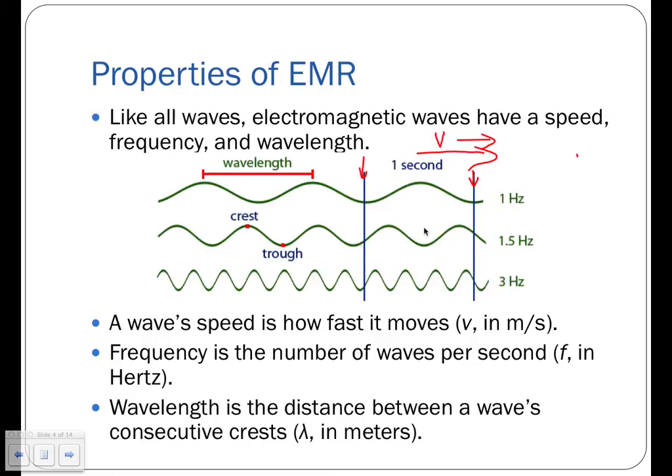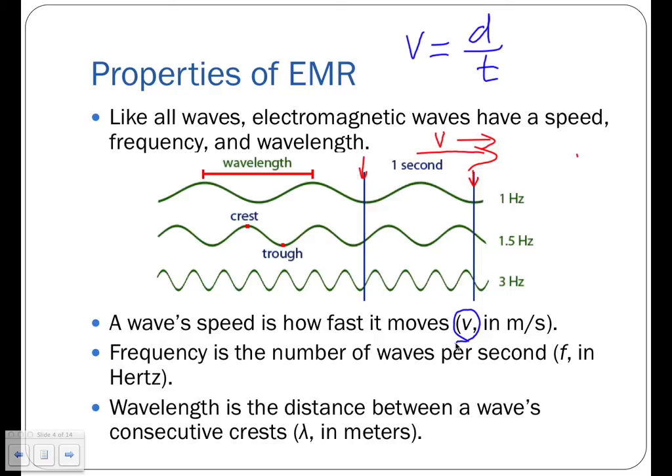So the first one is the speed, how fast the wave is going. The way we figure that out is the same way we figure out any speed. So it's basically equal to distance divided by time. If you know the distance the wave travels and you know the time it took to travel that distance, take the distance divided by time, that'll give you the speed of the wave. So that's our first thing. That's basically just how fast it moves. We'll call it, as we said, V for velocity.